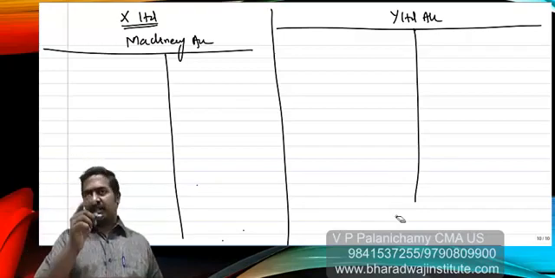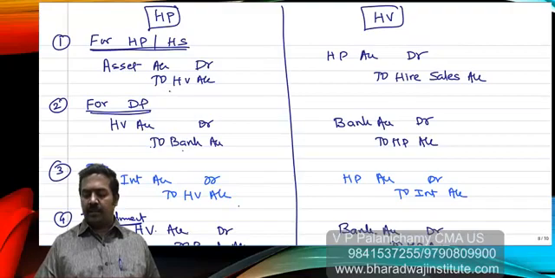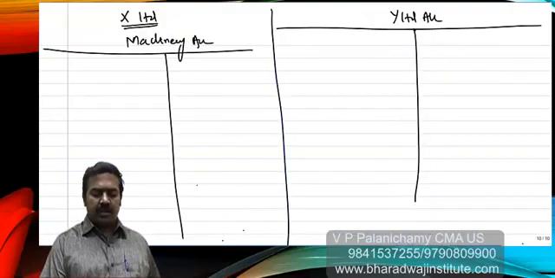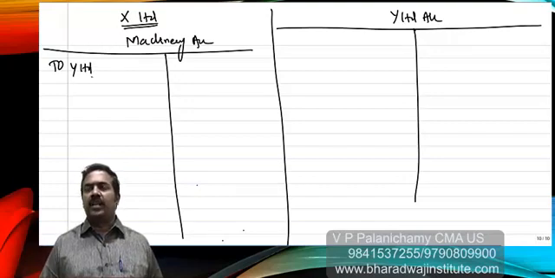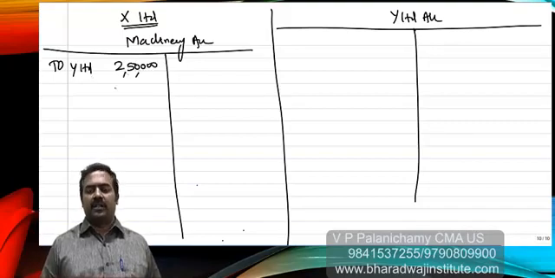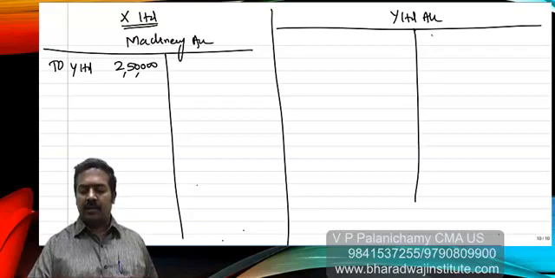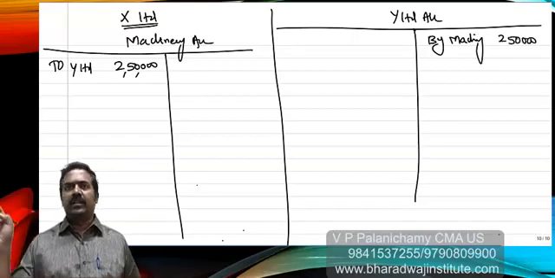How to process? Very simple. What is the first entry we pass? Look at the specimen entry we learned: asset account debit to hire vendor. Machinery account debit to Y Limited. What is the cash price? 2,50,000. How will this come in Y Limited account? By machinery, 2,50,000. Any doubt in it?